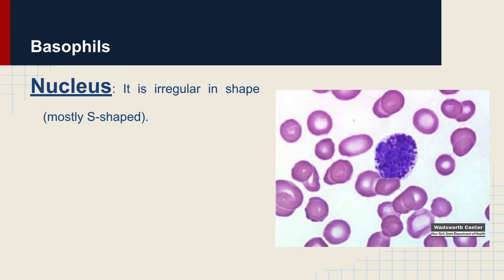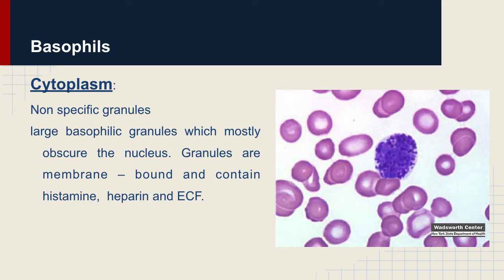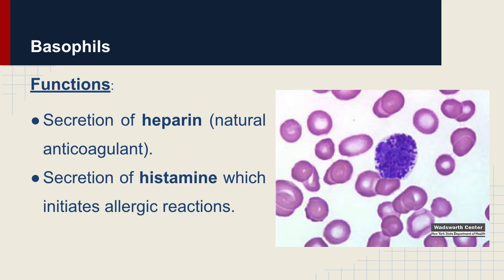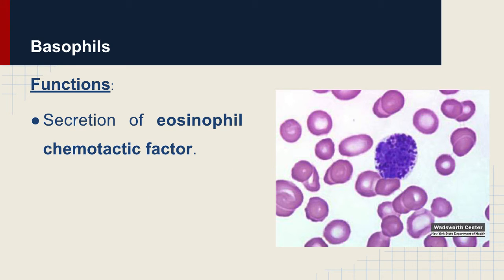Also, we have the primary or non-specific granules, which are lysosomes. The granules of the basophils contain histamine, heparin, and eosinophil chemotactic factor. What's the function of the basophil? Basophils secrete heparin, which is an anticoagulant, preventing coagulation of blood in the slow circulation. Histamine initiates allergic reaction by increasing the capillary permeability. Eosinophil chemotactic factor attracts eosinophils to terminate the allergic reaction. Basophilia is not included in your exams.